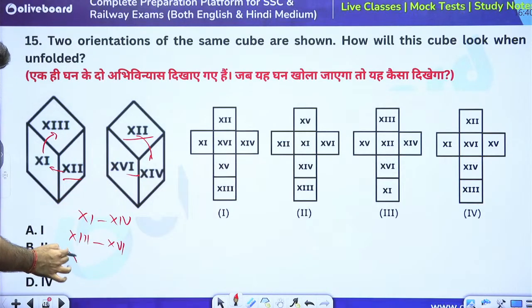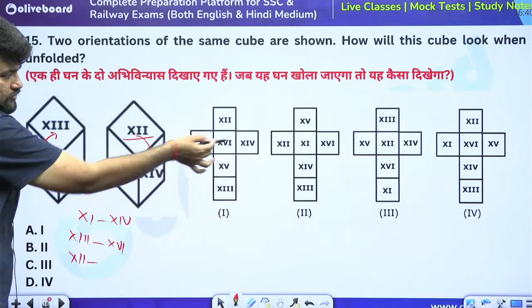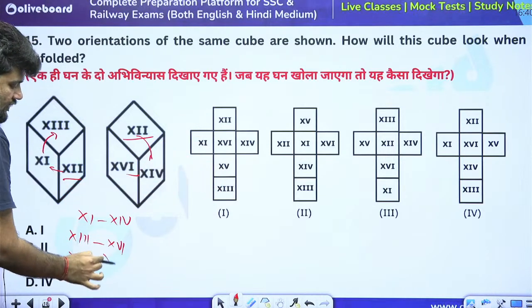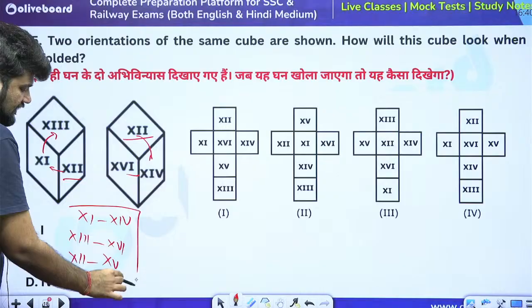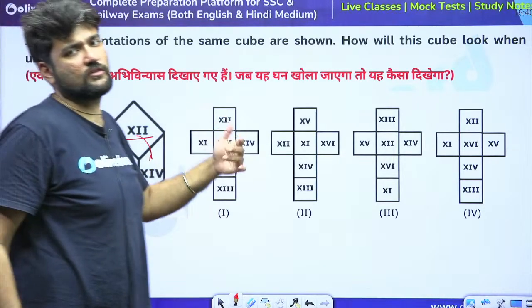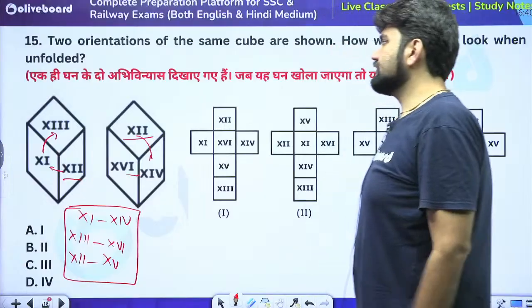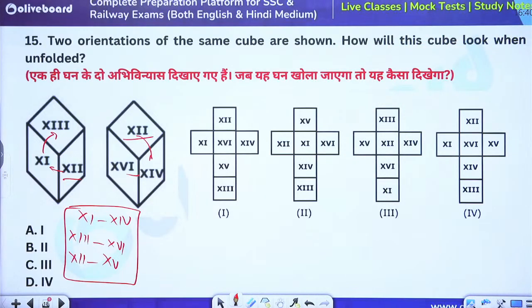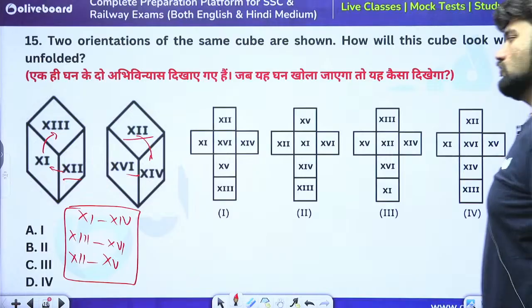Now who is left? 12 himself is left, and from the options, if you see, you will find 15 here. So 15 is left. So these three are opposite pairs. This is how you can set up, or you can look at individual options also. Now they are asking how the cube will look when it is unfolded. You will have only one option.